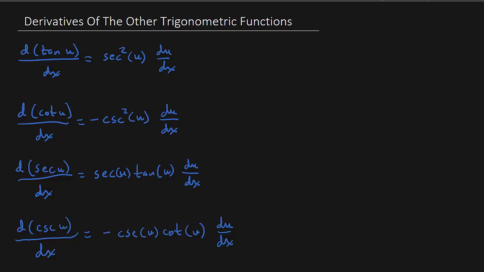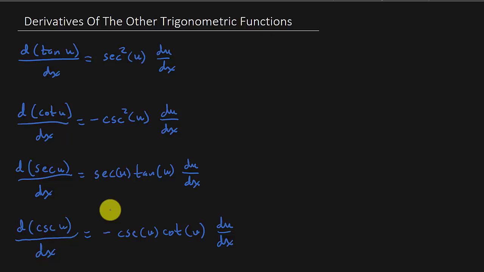How's everything going? In this video we're going to look at the derivatives of the other trigonometric functions. The video before this one was finding the derivative of sine and cosine. These are the other ones: tangent, cotangent, secant, and cosecant. So let's go ahead and get started.